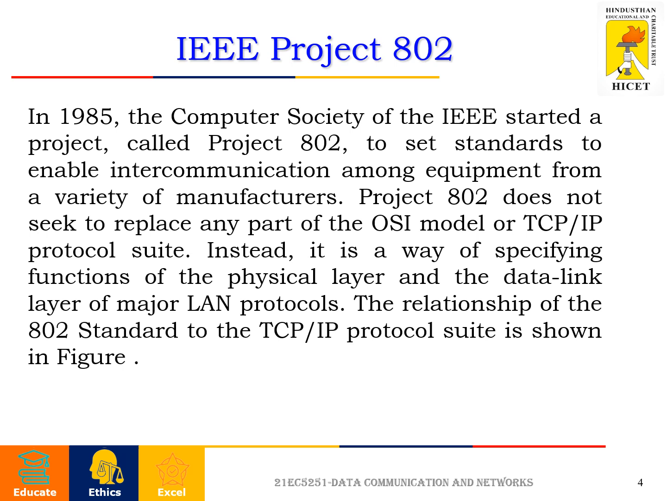In 1985, the Computer Society of the IEEE started a project called Project 802 to set standards to enable intercommunication among equipment from a variety of manufacturers. Project 802 does not seek to replace any part of the OSI model or TCP/IP protocol suite. Instead, it is a way of specifying functions of the physical layer and the data link layer of major LAN protocols. The relationship of the 802 standard to the TCP/IP protocol suite is shown in the figure.